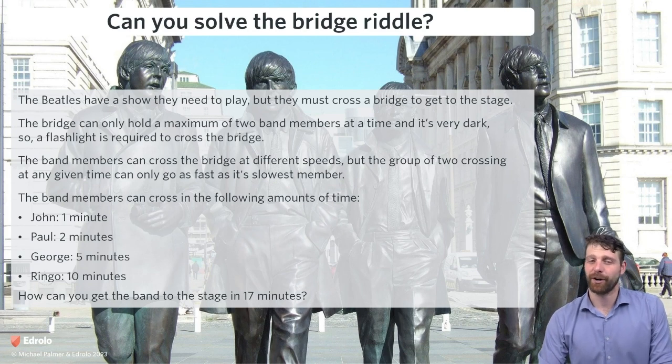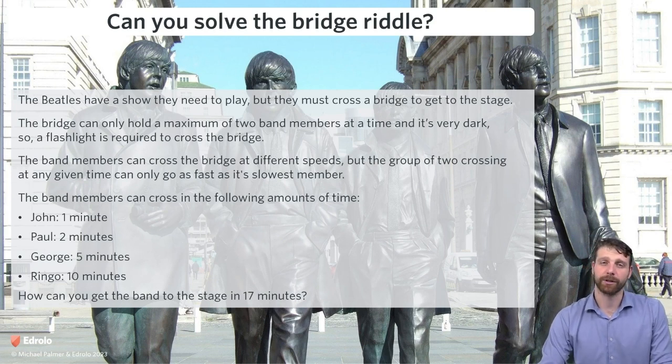The Beatles have a show they need to play, but they must cross a bridge to get to the stage. The bridge can only hold a maximum of 2 band members at a time, and it's very dark, so they need a flashlight to cross the bridge. The band members can cross the bridge at different speeds, but the group of 2 crossing at any given time can only go as fast as its slowest member. The band members can cross in the following amount of time. John takes 1 minute, Paul takes 2 minutes, George takes 5 minutes, and Ringo takes 10 minutes. How can you get the band to the stage in 17 minutes total?